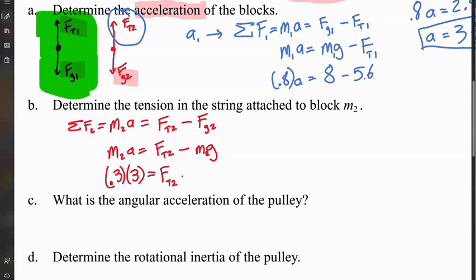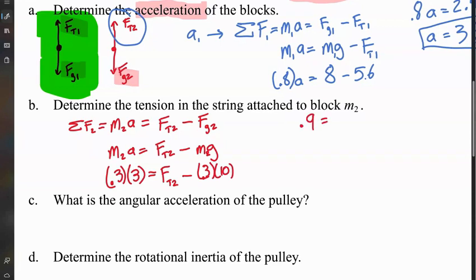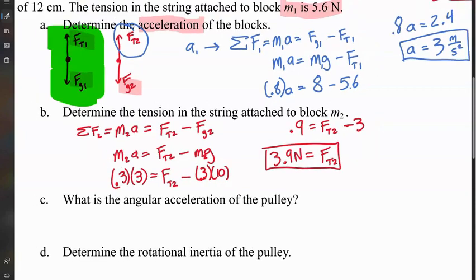Ft2 minus, and that's what we're looking for, 0.3 times 10. So we can say over here 0.9 equals force of tension on block 2 minus 3. We can add 3 to both sides. So tension in the string attached to block 2 is 3.9 newtons. All right, there we go. There's the tension on block 2.